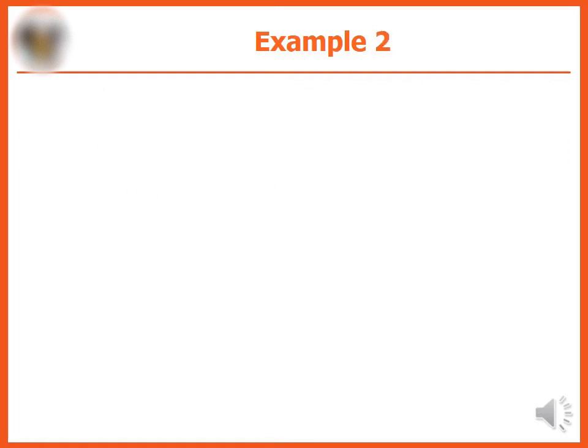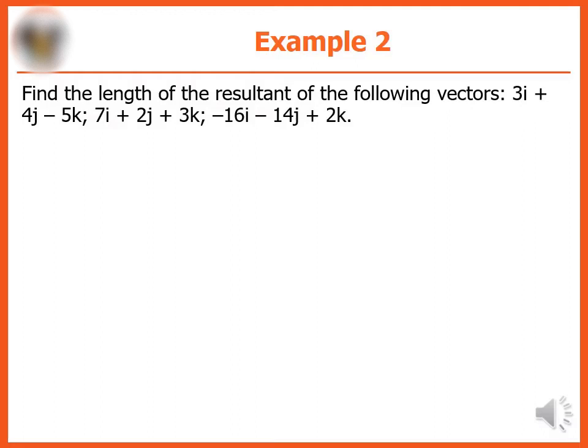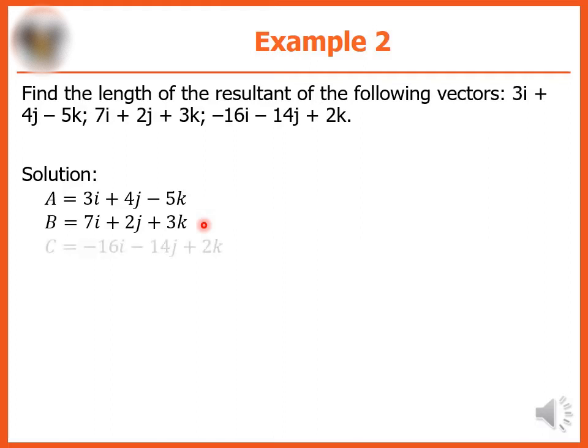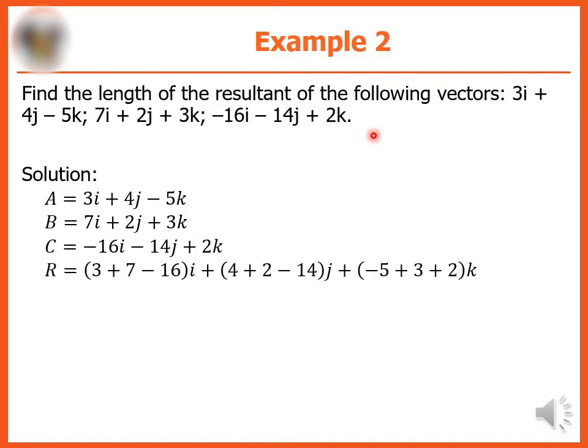Next example, we need to find the length of the resultant of the following vectors: 3i plus 4j minus 5k, and then 7i plus 2j plus 3k, and negative 16i minus 14j plus 2k. For the solution, the given, we have your vector A, your vector B, and your vector C from the given problem. And then we're going to find the length. First, we need to find R.